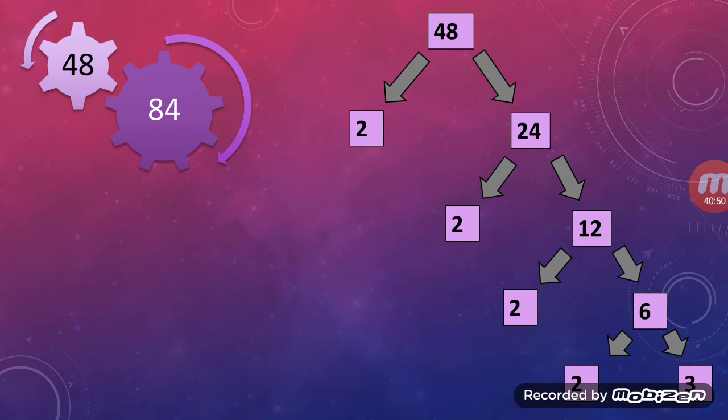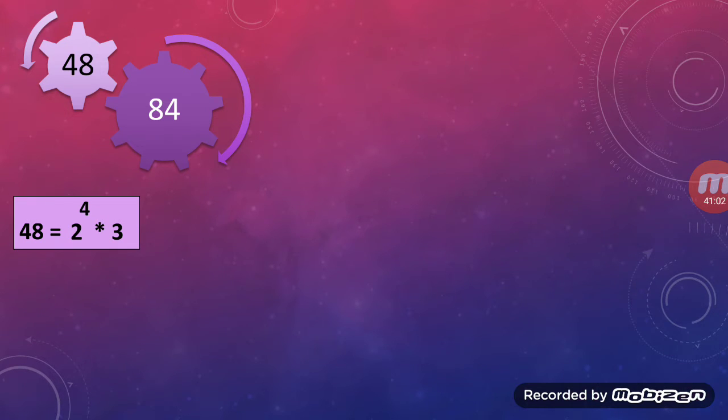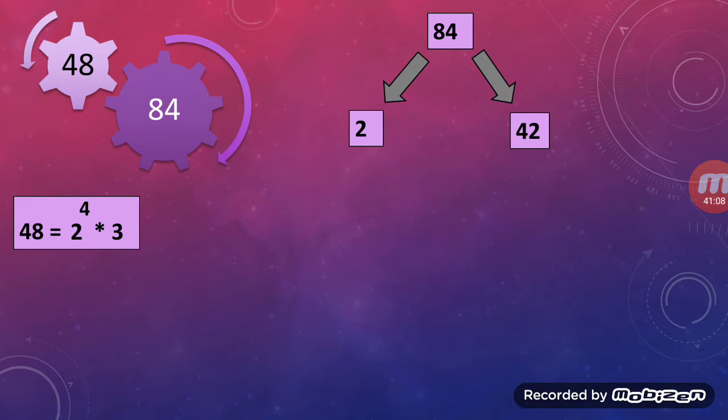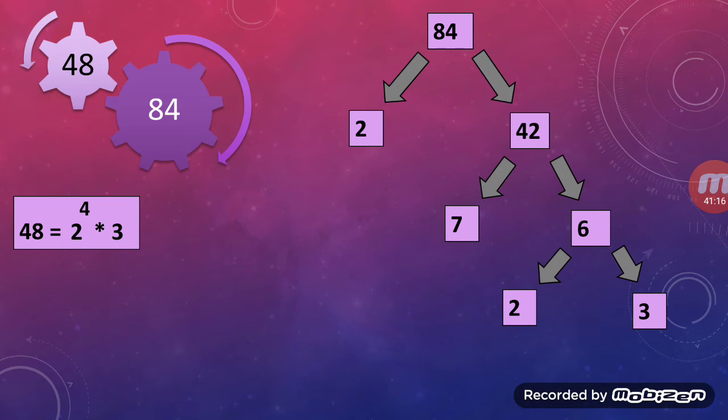And now that none of these numbers can be broken down any further, we're going to take all of the prime factorization numbers and bring it over. So 48 will equal 2 to the 4th times 3. And now we're going to do the same thing with 84. We'll take the prime factorization of 84, which is 2 times 42, breaking down 42 to become 7 and 6, breaking down the 6 to become 2 and 3.